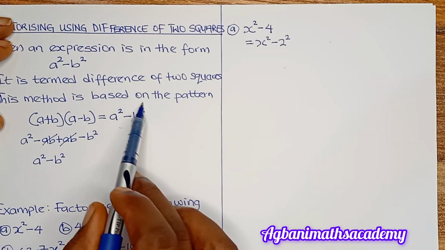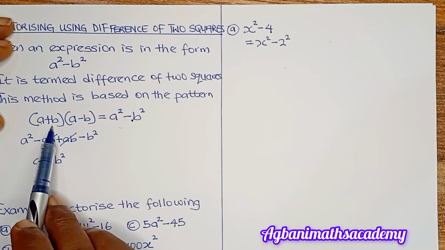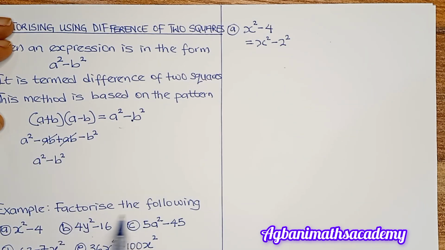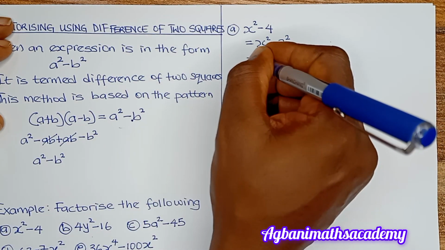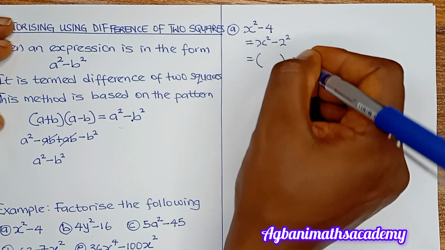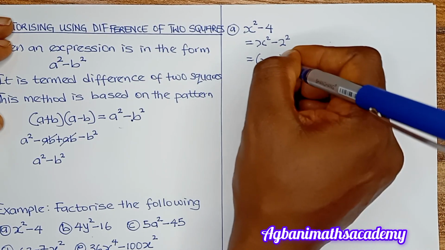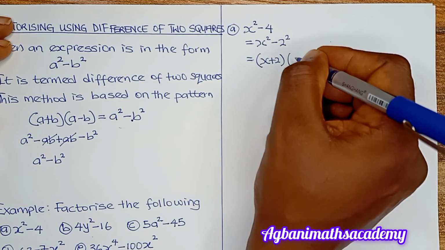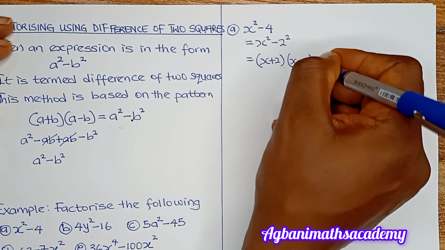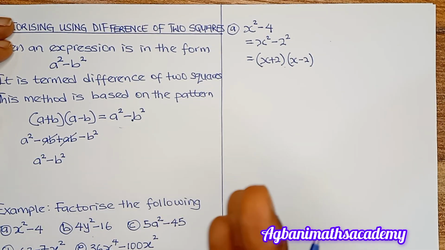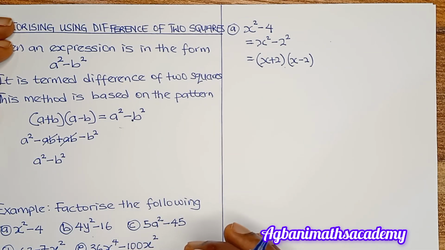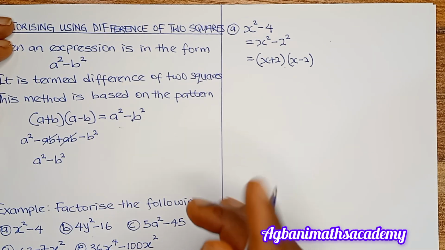Since we have it this way, we can simply write it this way in order to factorize it. So let's do that. In one parenthesis, we are going to write x plus 2. And in the other parenthesis, we are going to write x minus 2. And simple, we factorized that quadratic expression. Okay, let's look at B.